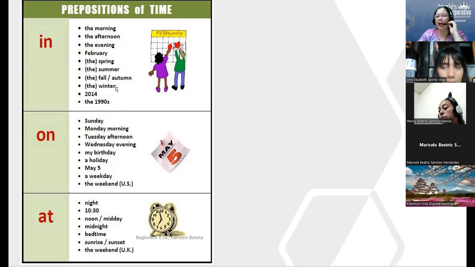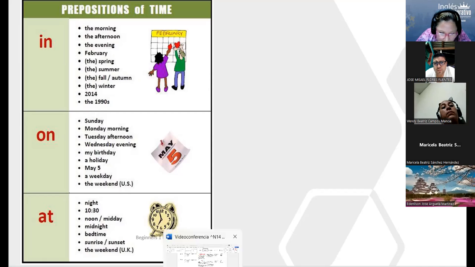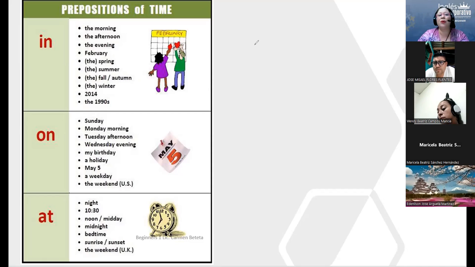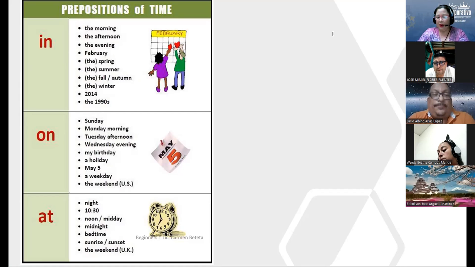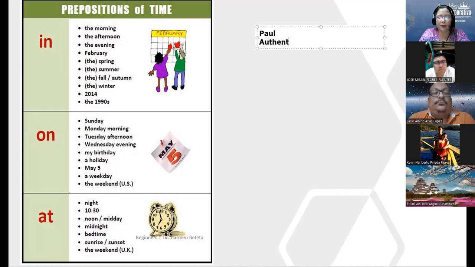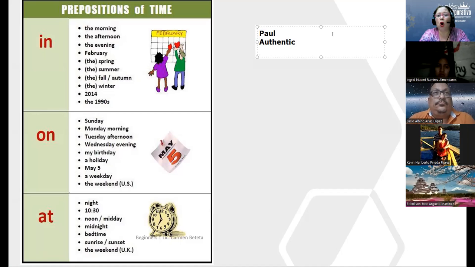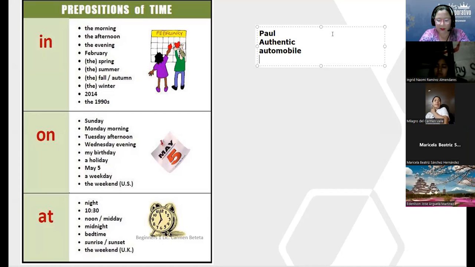O. Por ejemplo, decimos, a ver, déjenme recordar algunas palabras acá solo para poner esta pronunciación. Por ejemplo, Paul, teacher. ¿El nombre Paul? Exactly. Es Paul. Whole, exactly. Entonces sería... Authentic. Automobile. Okay. Automobile. Autograph.